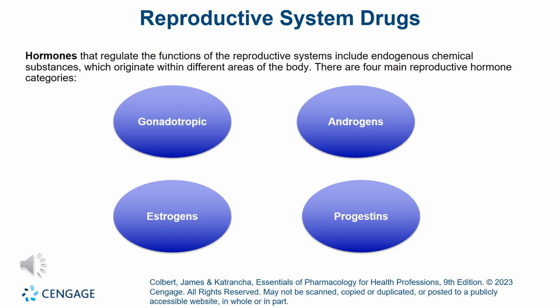Reproductive system drugs. Hormones that regulate the functions of the reproductive systems include endogenous chemical substances, which originate within different areas of the body. There are four main reproductive hormone categories. They include the gonadotropic, androgens, estrogens, and progestins.